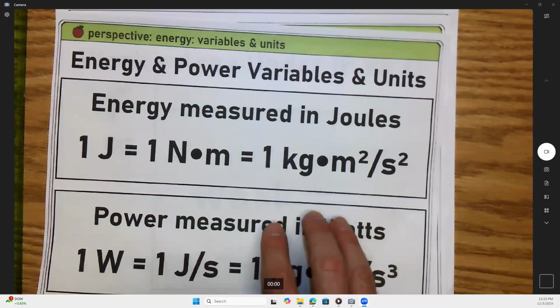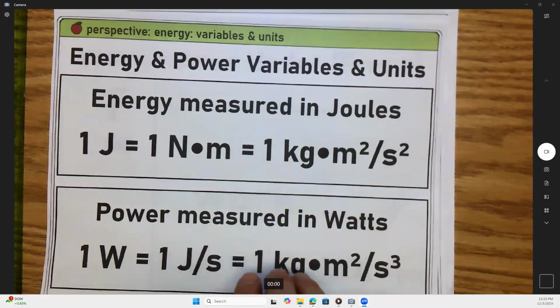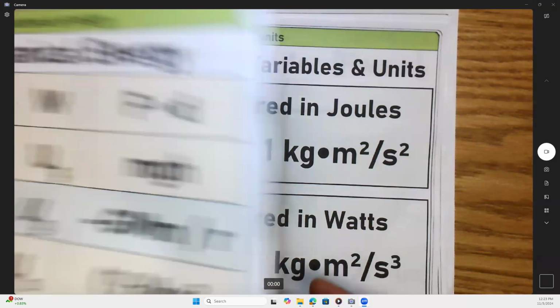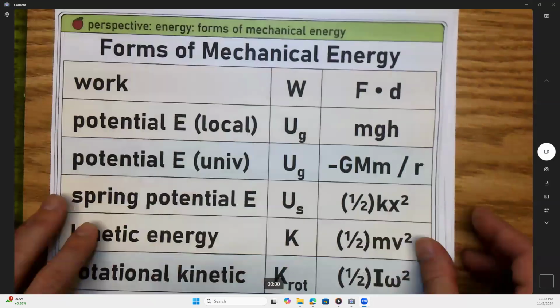Now, we're not quite ready for power yet, but eventually, in the next week or two, you guys will see power, which is measured in watts, not to be confused with work. That's a different concept. So 1 watt is 1 joule per second. So power is a rate of energy. So if you have a light bulb that says 40 watts on it, it's drawing 40 joules per second. And that breaks down like this. All right, so we got new variables and units right there.